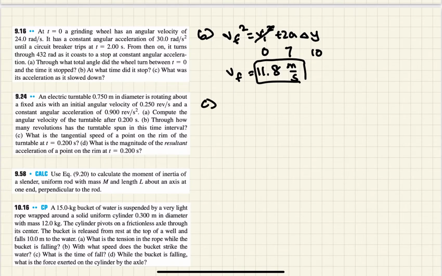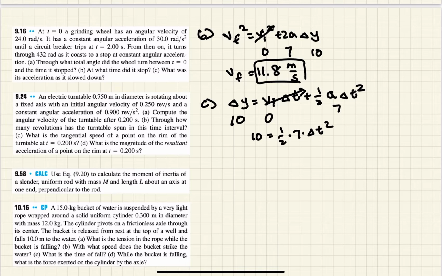For part C, what is the time of the fall? Okay, again, kinematics. This time we can do multiple different formulas. I'm going to do delta y is equal to V initial delta t plus 1/2 a delta t squared. And we know a is 7. We know this is 0, so this entire term is 0. And we know this is 10. So this just becomes 10 is equal to 1/2 times 7 times delta t squared. So that's basically 10 divided by 3.5. And then the square root of that, you're going to get delta t is equal to 1.69 seconds.